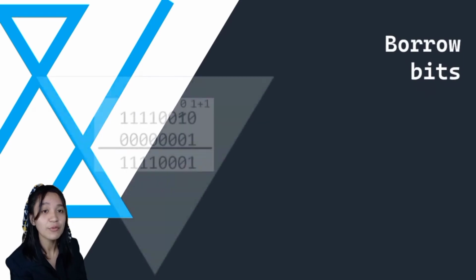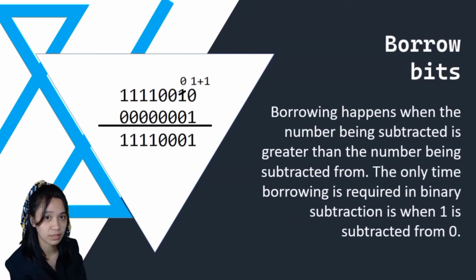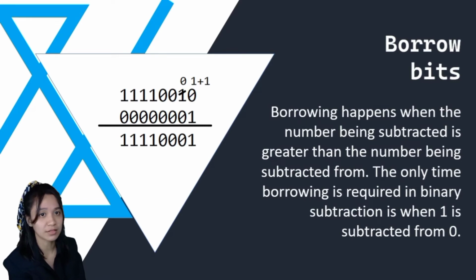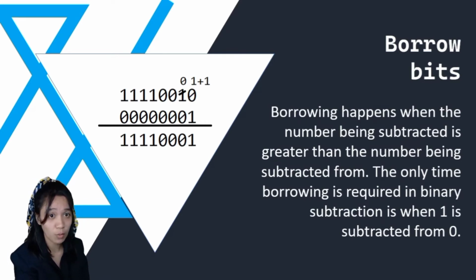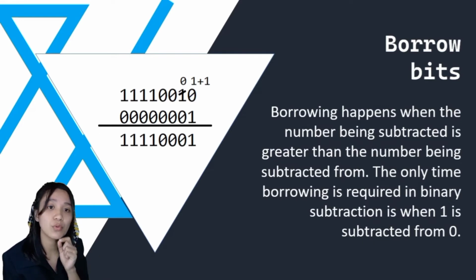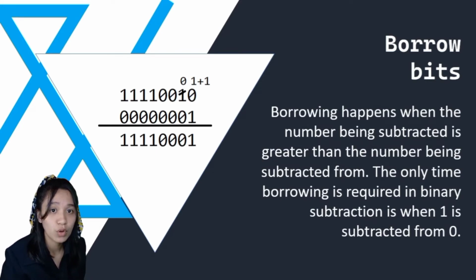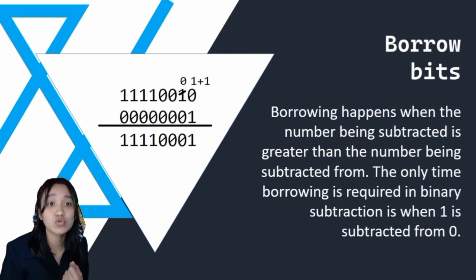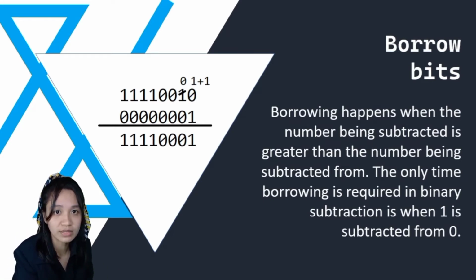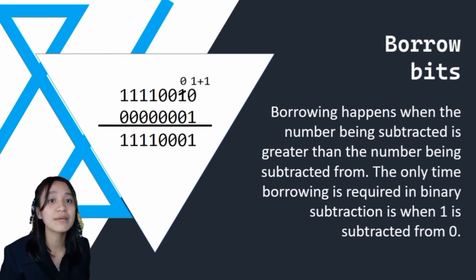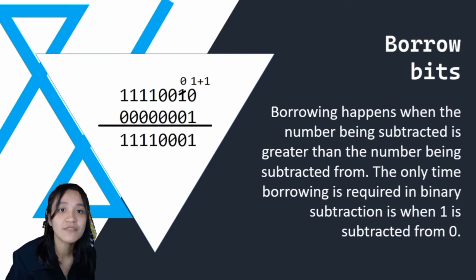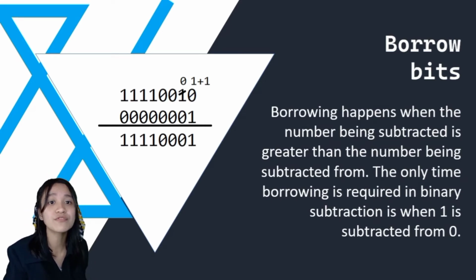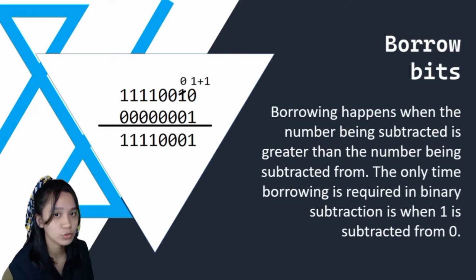Borrow bits. Borrowing happens when the number being subtracted is greater than the number being subtracted from. The only time borrowing is required in binary subtraction is when 1 is subtracted from 0. When this happens, the 0 in the borrowing column actually becomes a 2. The 0 minus 1 becomes 2 minus 1 is equal to 1, while the 1 in the column being borrowed from is reduced by 1. If the next column is also 0, borrowing from the next column will be required until a column with a value of 1 can be reduced to 0.